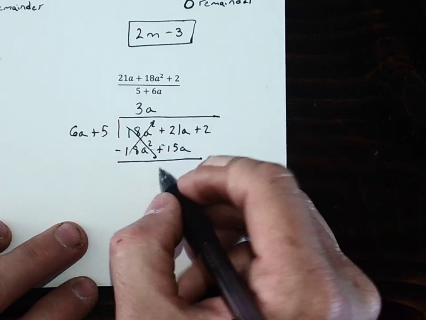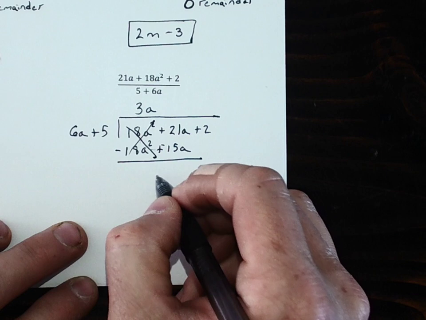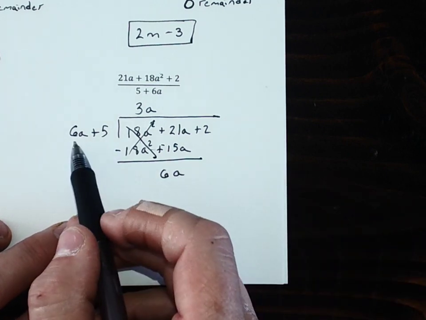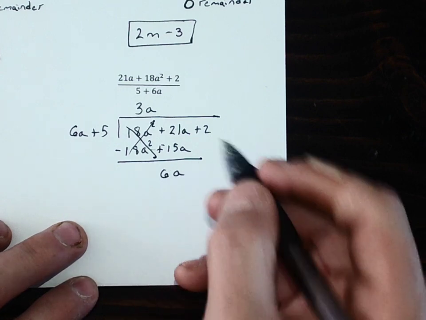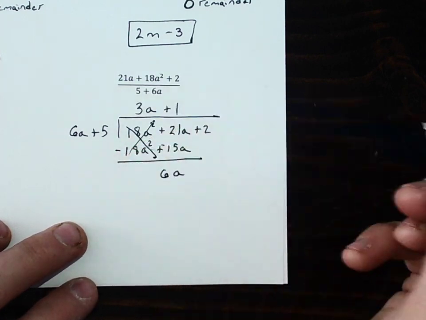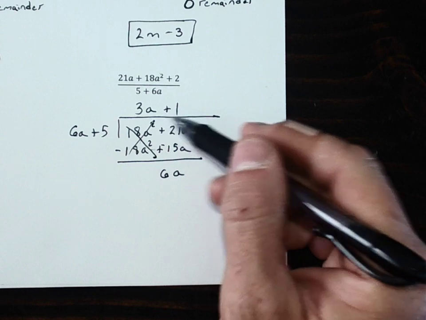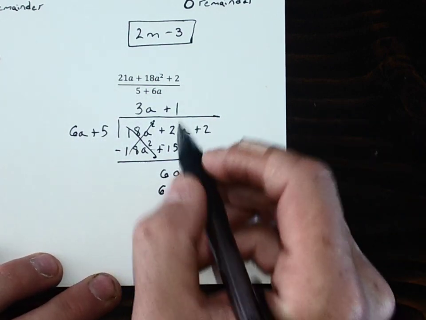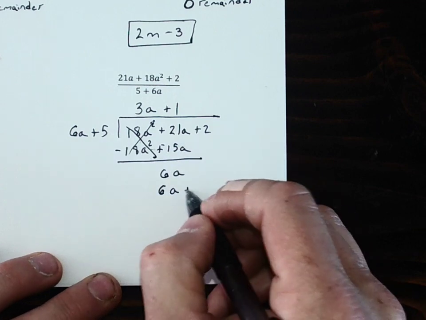21 minus 15a is 6a. What do I multiply 6a by to get 6a? The answer is 1. That 1 is important. You got to put it there. 1 times 6a is 6a. 1 times 5 is 5.